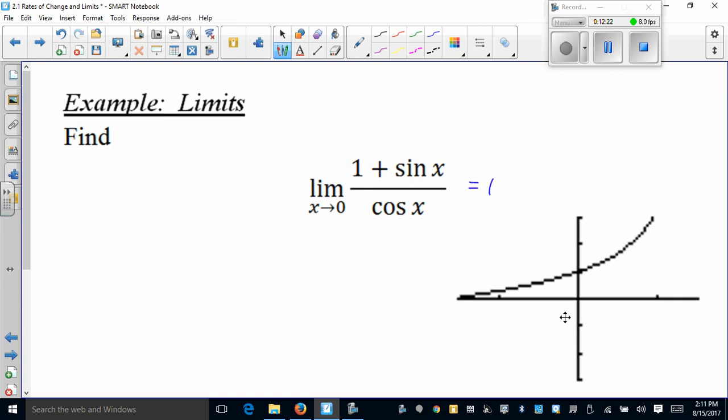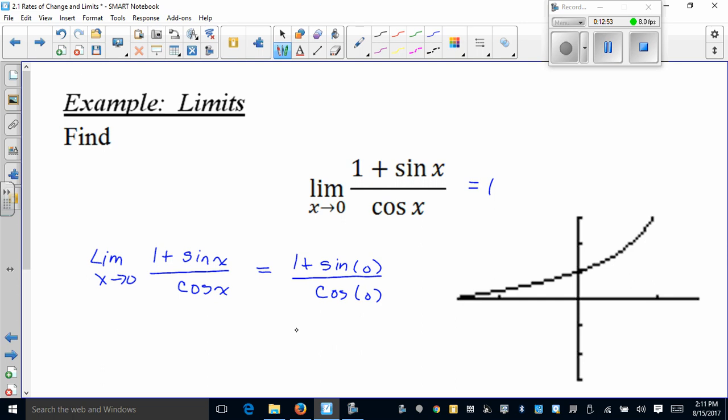So this is going to be the limit as x approaches 0 of 1 plus sine of x over cosine of x. You need to know your unit circle for these. So this is going to give me 1 plus sine at 0 over cosine at 0. So it's 1 plus sine at 0 is 0, and cosine at 0 is 1, so I'm getting 1 over 1, or 1. So sometimes you have to work a little bit. Graphs always come in handy when you're doing these. You can always use a graph.